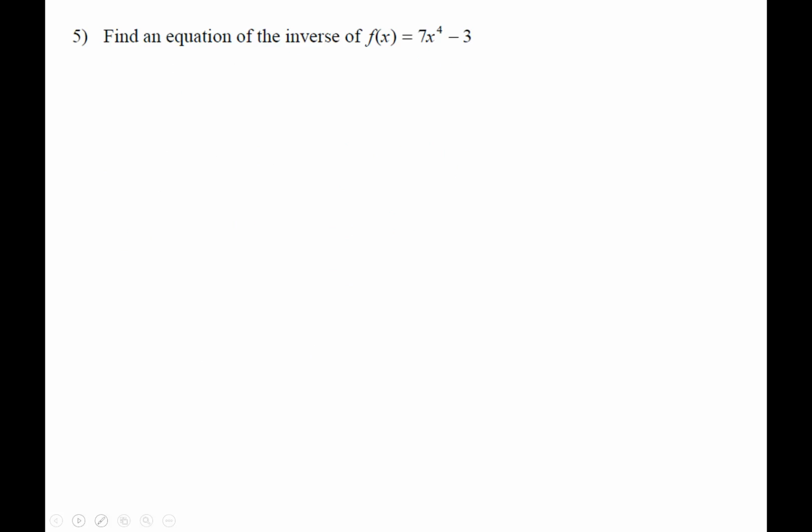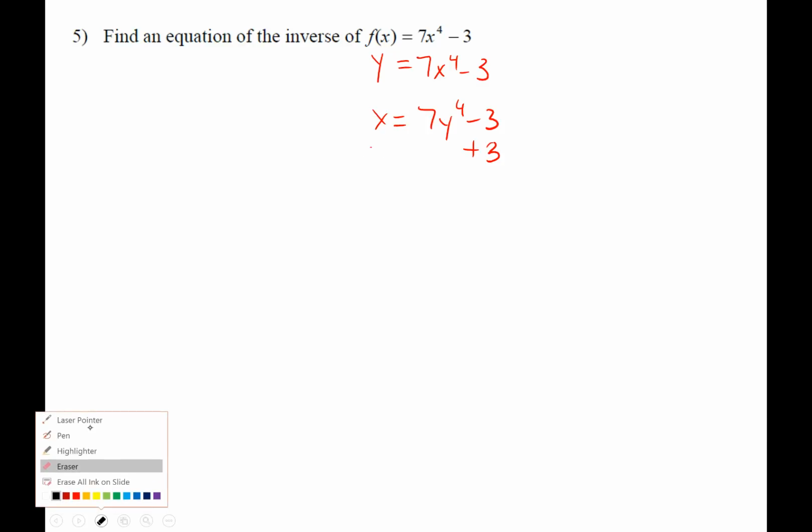All right, find an equation of the inverse. This is when we get to do the Freaky Friday switch, but first I need y instead of f of x. Then I would Freaky Friday switch the x and the y, and then solve for y. So add 3 to both sides.